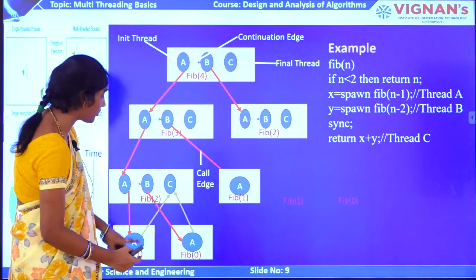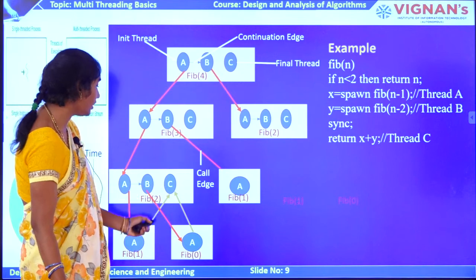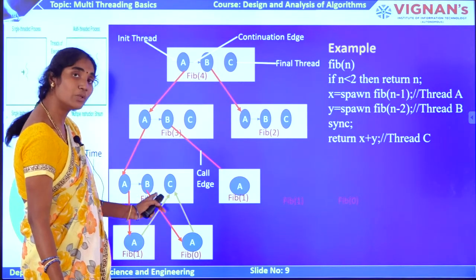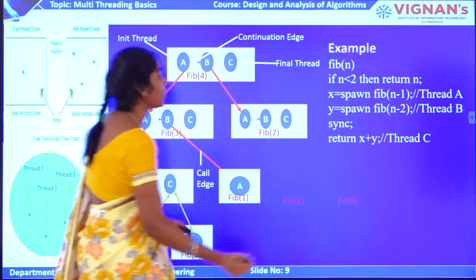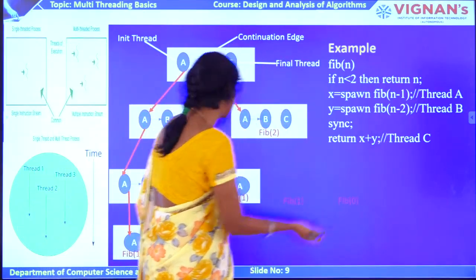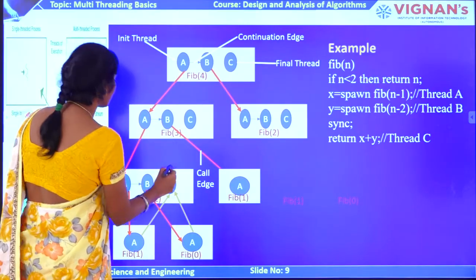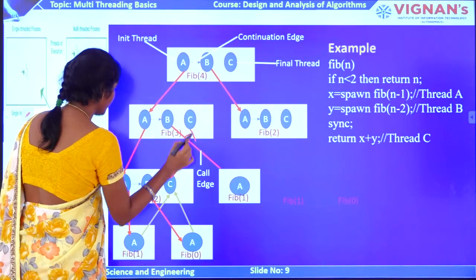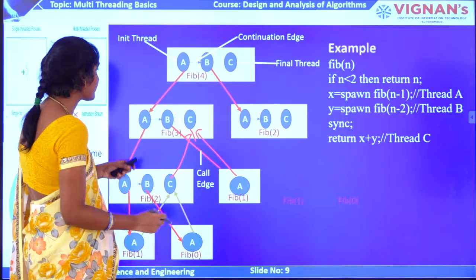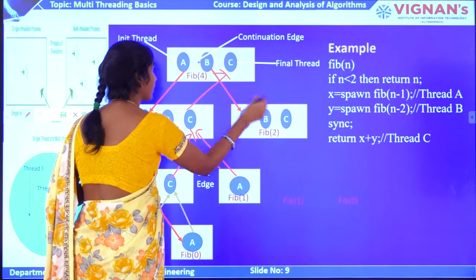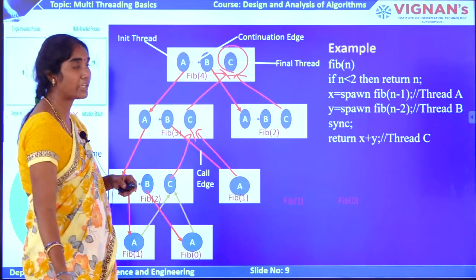So in order to return the fib of 1 value and fib of 0, I am representing with yellow color, right. Whenever I am returning, that return value will be given to this C. Why? Because here return x plus y, which is thread C. So even here also I have to return from this to this, as well as from this to this, and from this to this. So finally I will be having the final solution in this thread C, right.